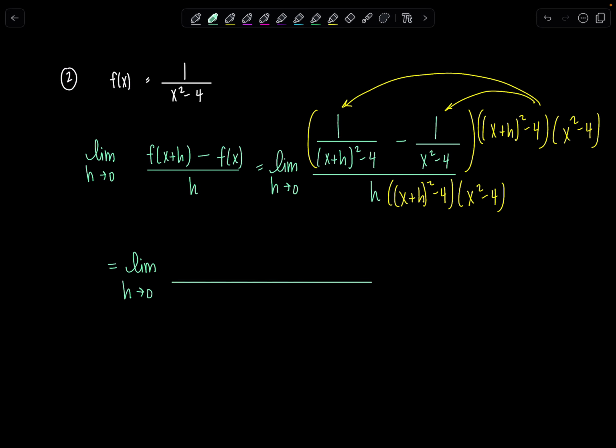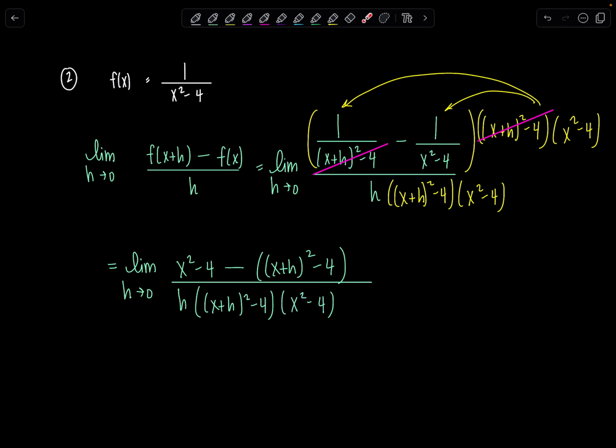So we're going to have x squared minus 4, because this will cancel with this. And then in the second term, x squared minus 4 cancels, and I'm just left with the other guy. So minus x plus h squared minus 4. Are you guys okay? Yeah. So here we go. h times x plus h squared minus 4, and then x squared minus 4.